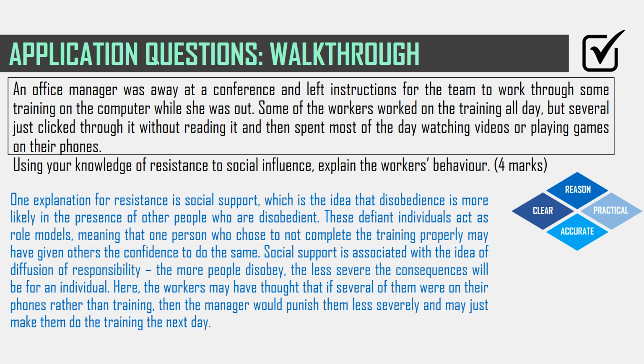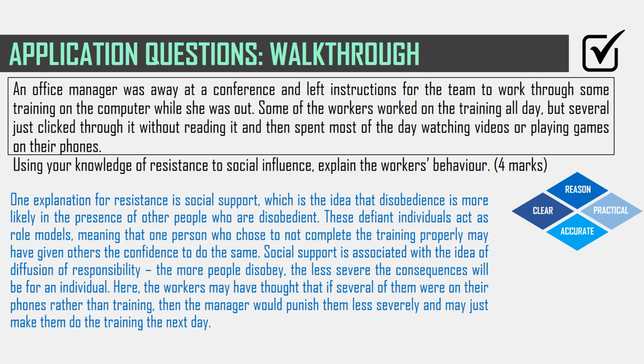Now, this is what I've written. So one explanation for resistance is social support, which is the idea that disobedience is more likely in the presence of other people who are disobedient. So straight away I'm thinking about the fact that this is an obedience thing because it's about manager and workers. So I'm not really going to talk about conformity. It's not really relevant. I've selected the knowledge accurately there.